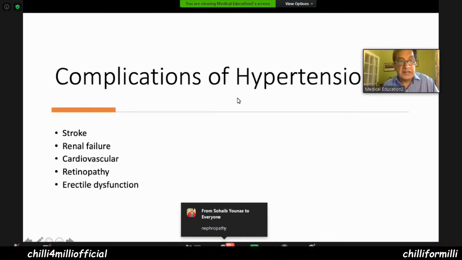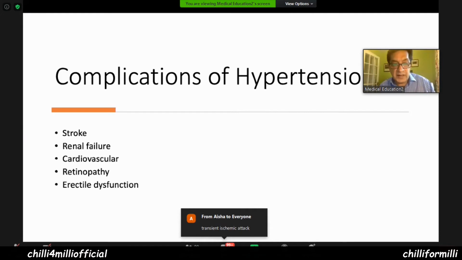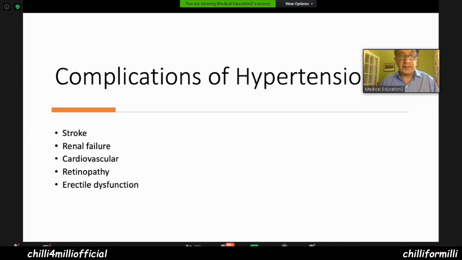So common complications of hypertension, right? The commonest complication of hypertension is stroke. The second commonest complication is stroke. The third commonest complication of hypertension is stroke. So then renal failure, cardiovascular like MI and heart failure, retinopathy, and erectile dysfunction, very uncommon. Transient ischemic attacks, Aisha, thank you, that is correct. So basically that comes into the category of a stroke.